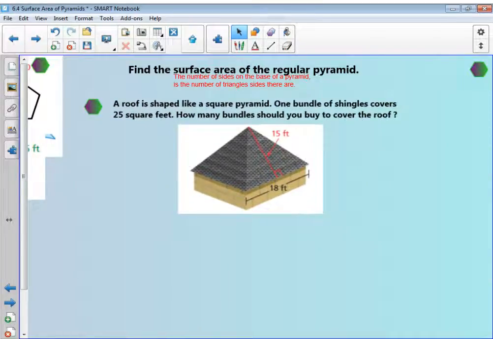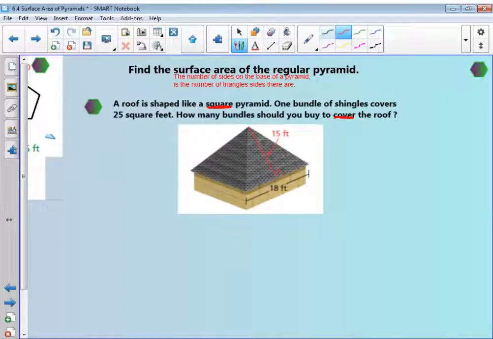Okay, so this one's a little tricky, little higher end thinking. It says a roof is shaped like a square pyramid. So square pyramid means we have a square as our base. One bundle of shingles covers 25 square feet. How many bundles should you buy to cover the roof? So the first thing is, in order to cover it, that would be surface area.